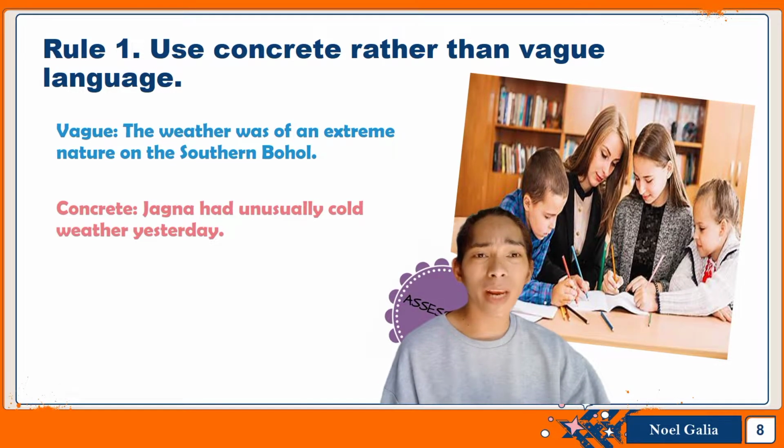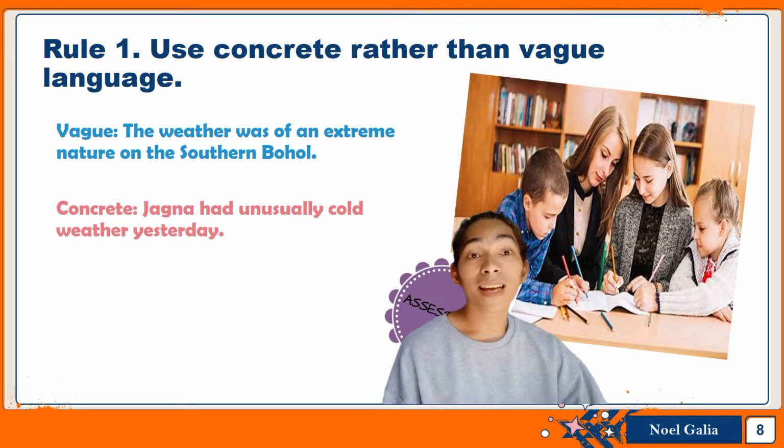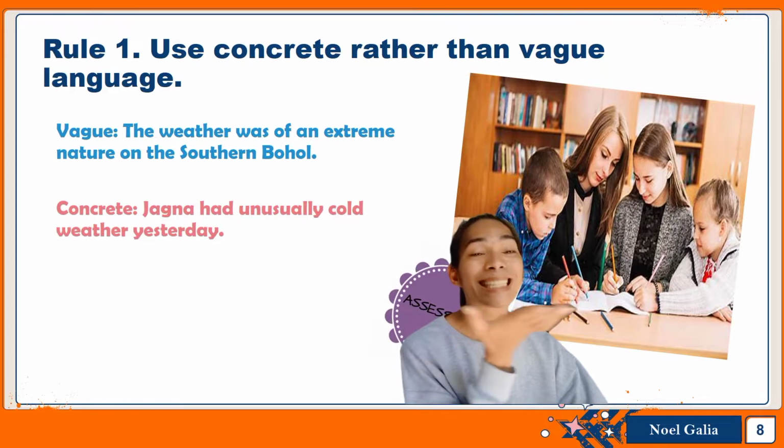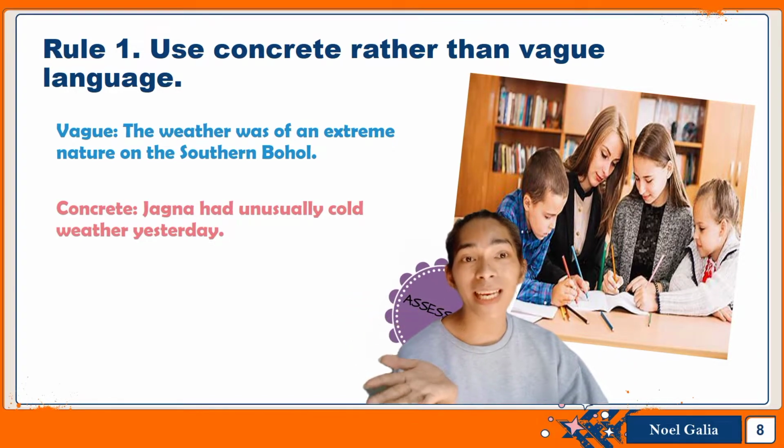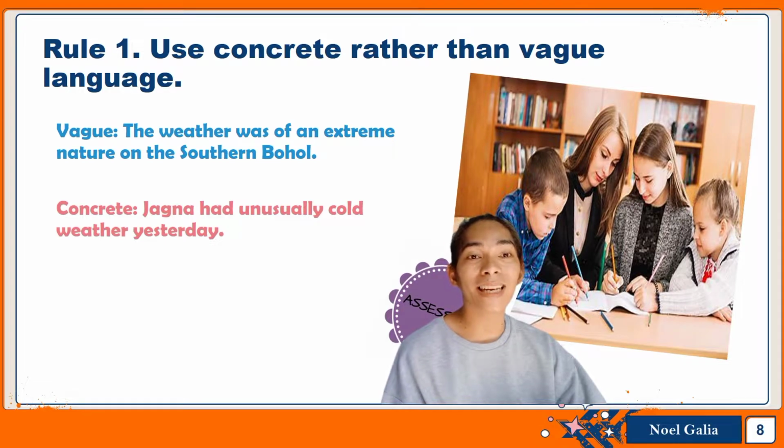So, why not change it to concrete language like this? Hagna had unusually cold weather yesterday, right? Isn't it a complete sentence? There is the location, specifically Hagna, the extreme nature, the unusually cold, and the time, which was yesterday.